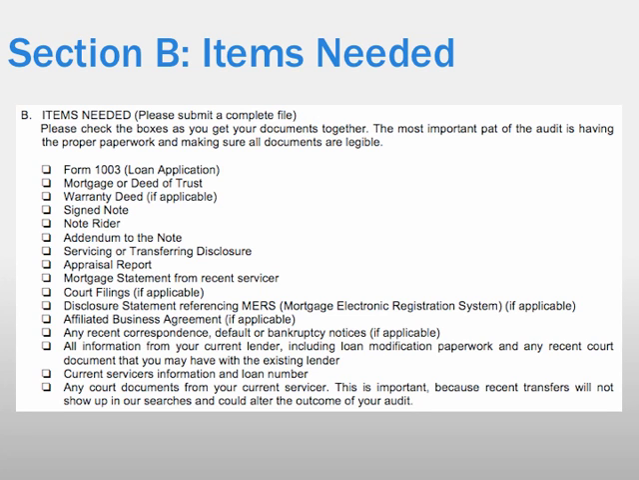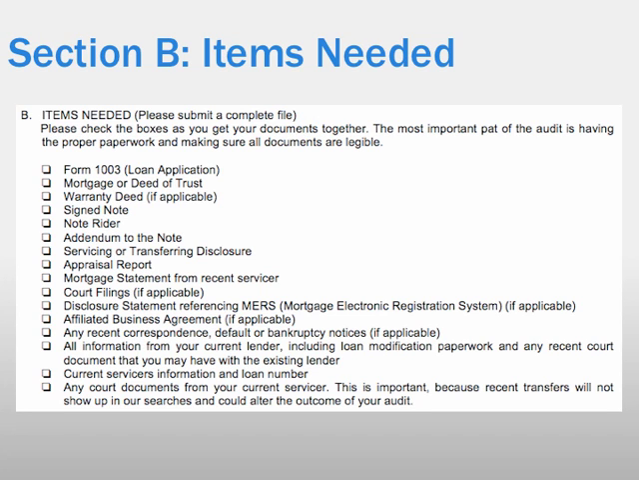An affiliate business arrangement. You may see it as an ABA. Some companies had dealings where they were the mortgage company, the lender, and also had a partnership with a title company. Or a real estate agent had a partnership with a title company, but we're focusing more on mortgages. So that's an affiliated business arrangement. If they don't have it, we can't audit it.